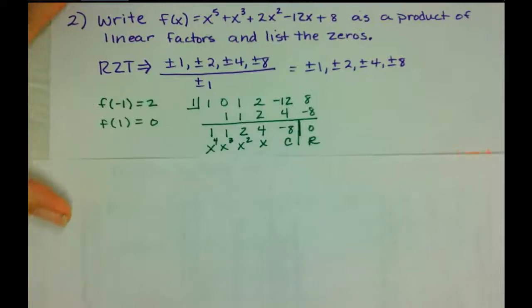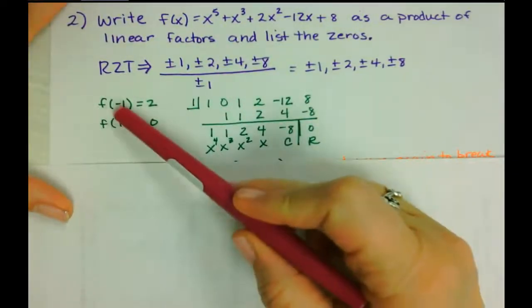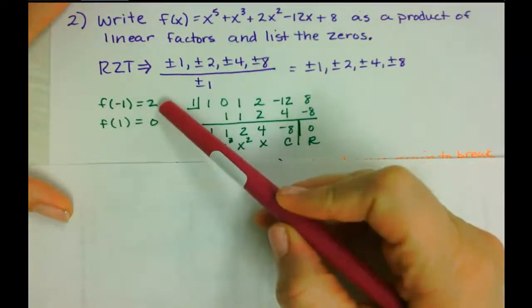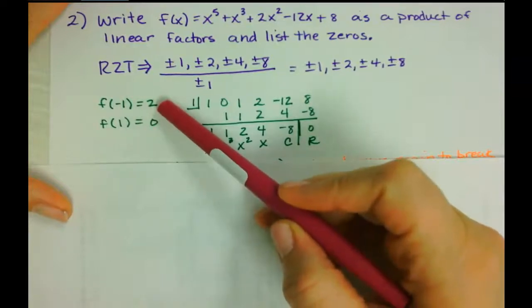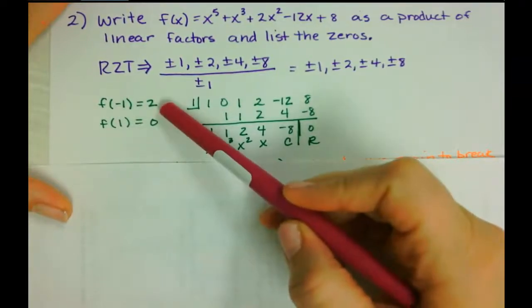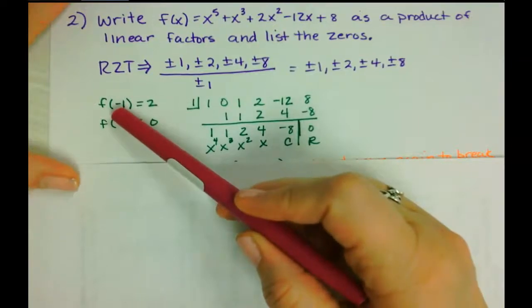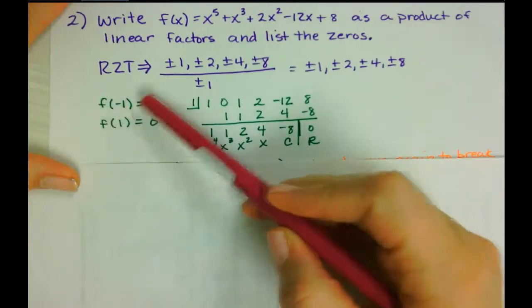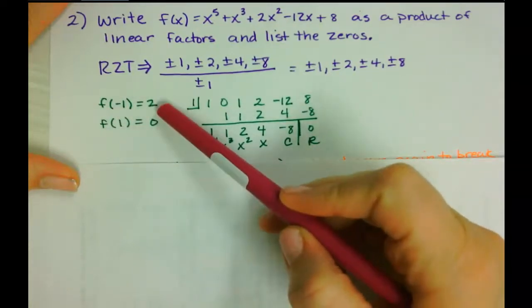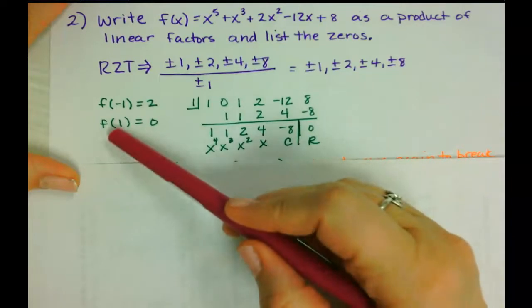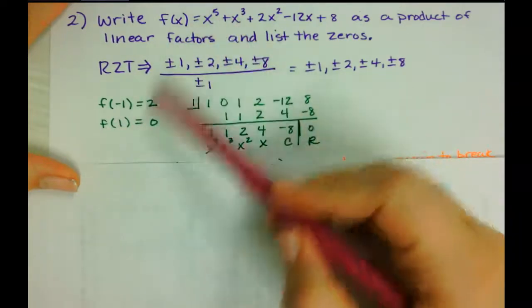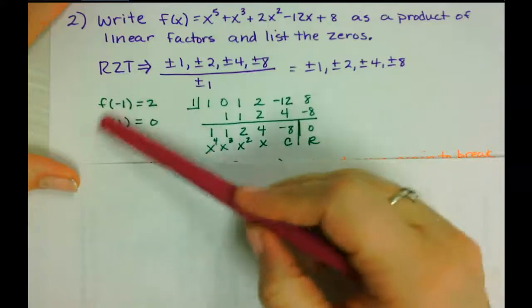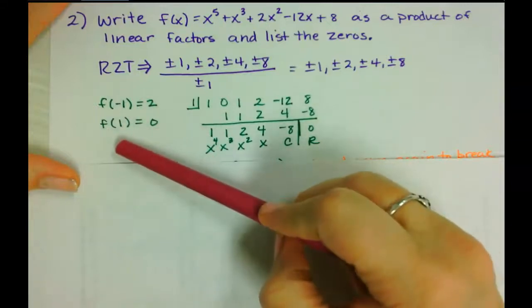So I plugged in negative 1 and I got 2. I don't really need to know that I got 2. I just need to know that I didn't get 0. So when you're plugging in a number, when it becomes evident that it's not going to be 0, you don't need to finish it out. You could just say f of -1 does not equal 0. Okay? Then I plugged in 1. And when I plugged in 1 to this model up here, I got 0. So that tells me that that is a factor and that the remainder is 0.